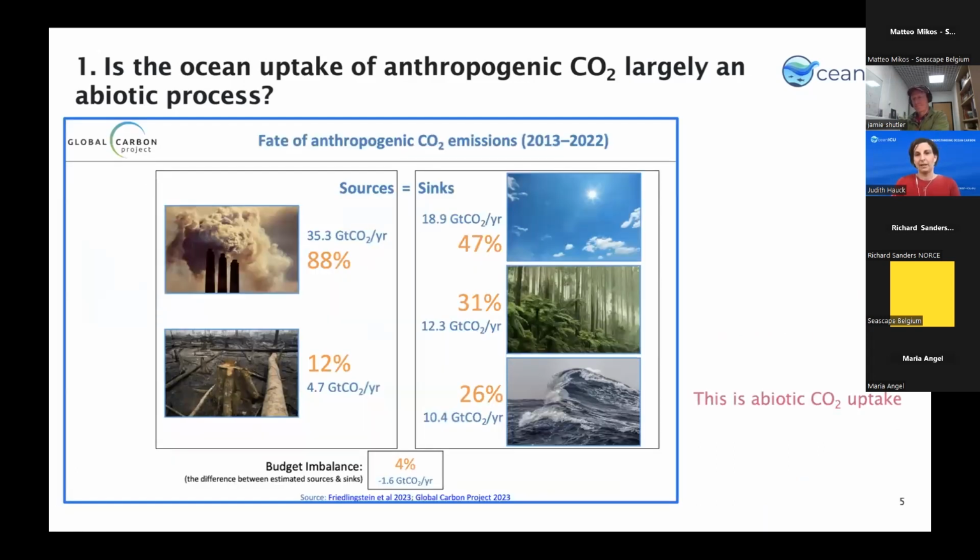So if we look at the global carbon budget figure, which shows that the ocean on average takes up 26% of anthropogenic CO2 emissions from burning of fossil fuels and from land use change, then here we're really talking about an abiotic CO2 uptake, which is also different from the situation on land, just as a side note, where there is really a fully biotic response.